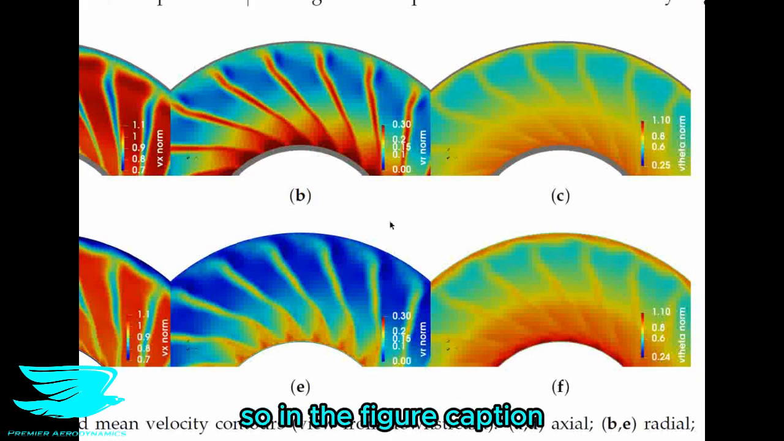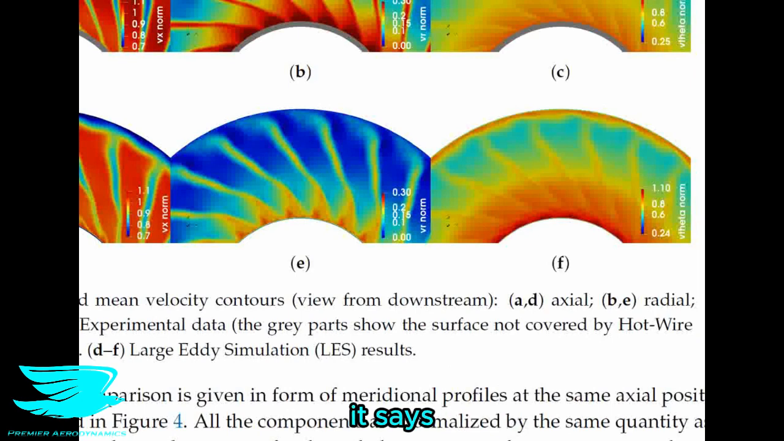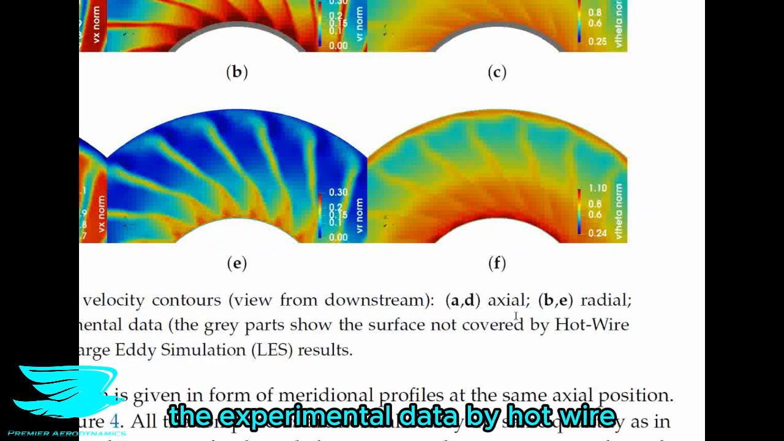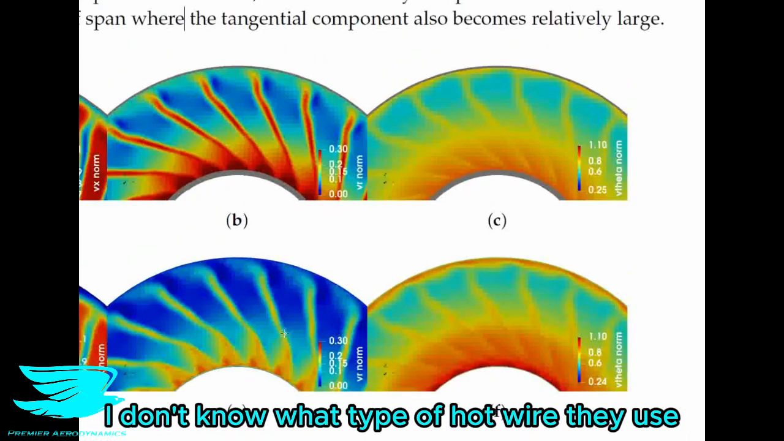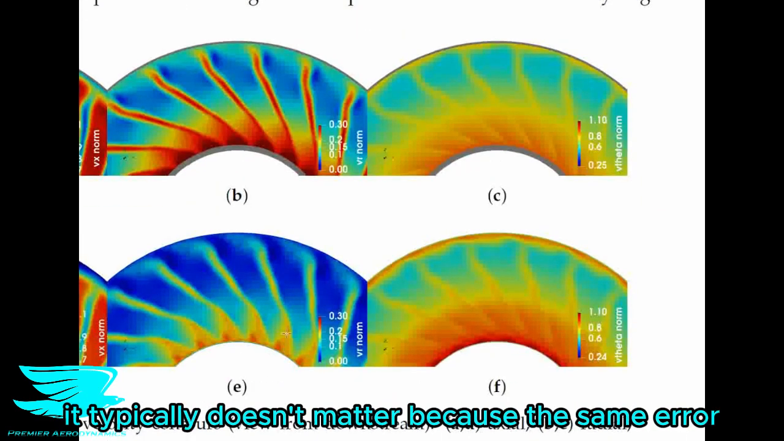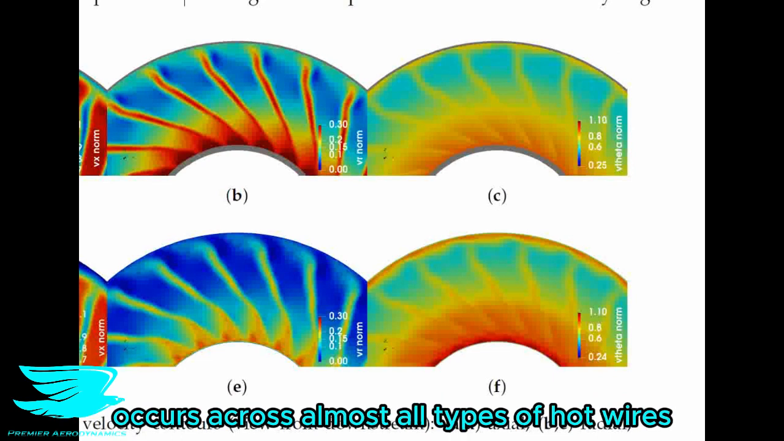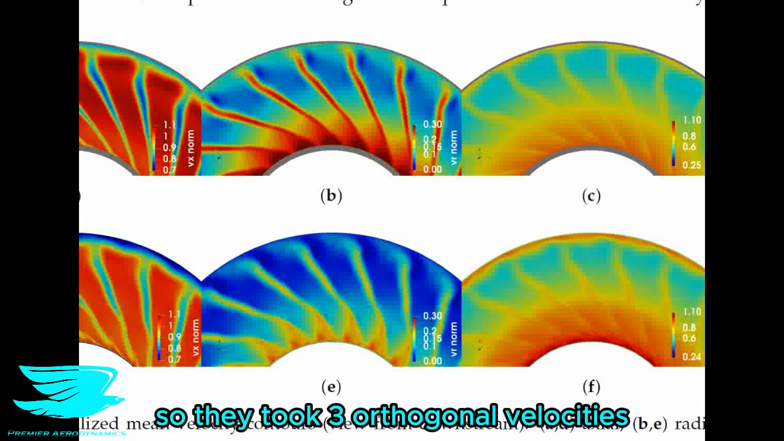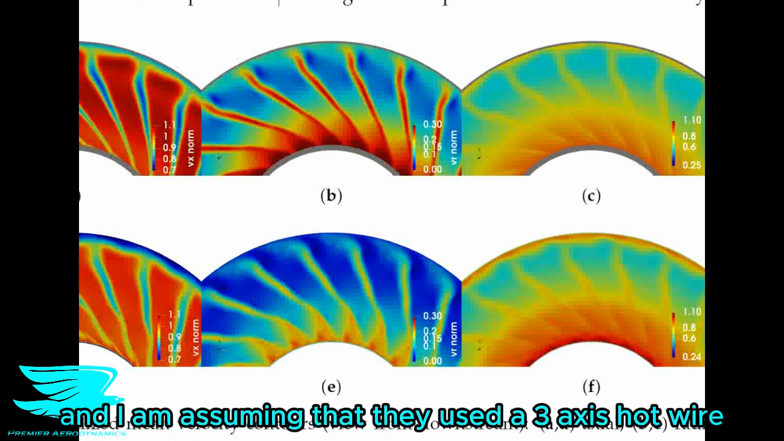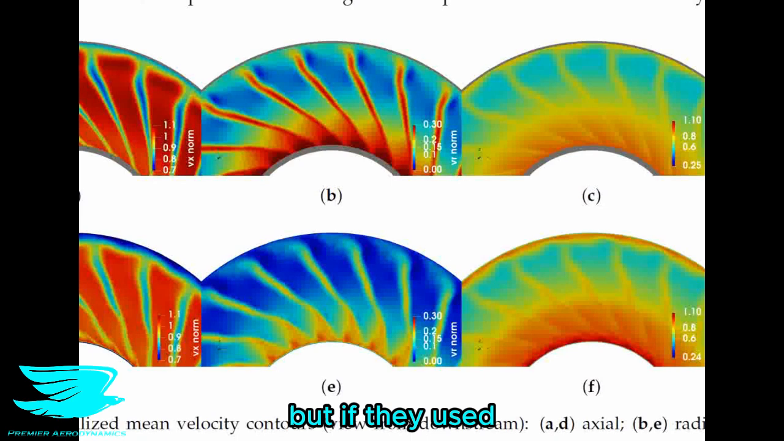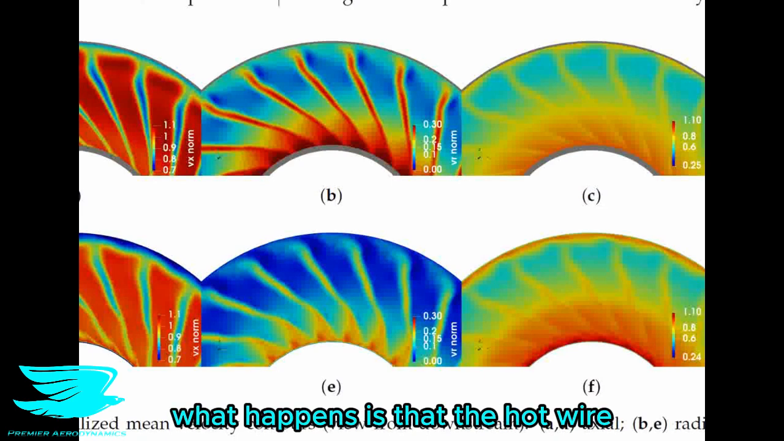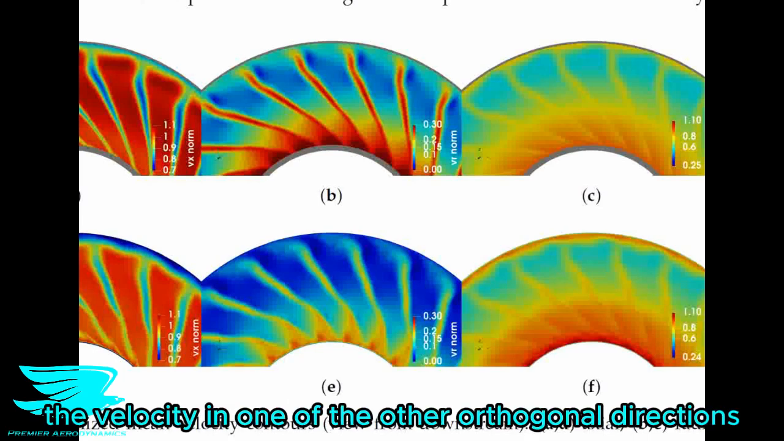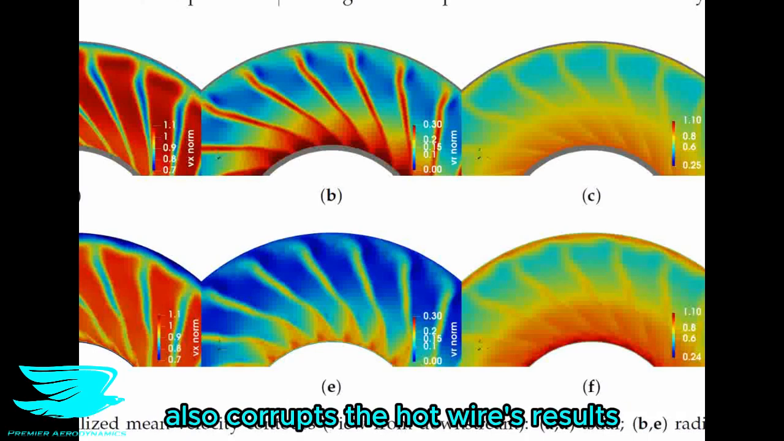So in the figure caption, if we go down here, it says the data in the experiment was taken by hot wire. And this is potentially a problem because, while I don't know what type of hot wire they used, it typically doesn't matter because the same error occurs across almost all types of hot wires. To explain what I mean, they took 3 orthogonal velocities, and I am assuming that they used a 3-axis hot wire, but even if they used a single axis hot wire, what happens is that the hot wire might measure the velocity in one direction, but the velocity in one of the other orthogonal directions also corrupts the hot wire's results. Let me explain.